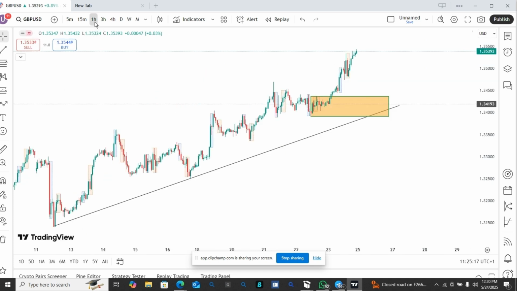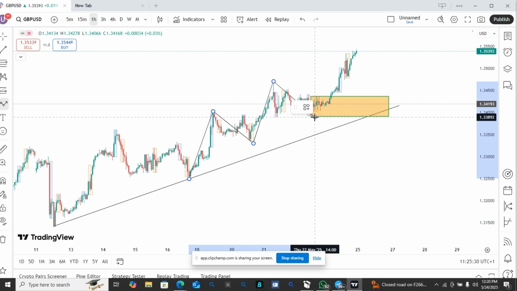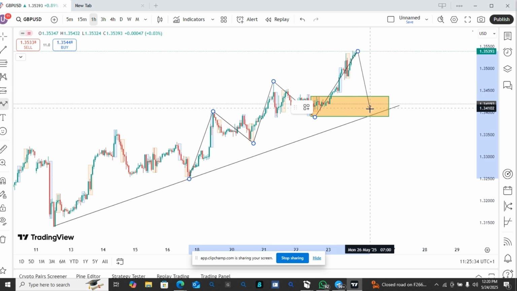On a 1-hour time frame, we're also bullish. You can see higher high, higher low, higher high, higher low, and we created another higher high. So we'll be glad to see this price slide into this zone. This is the area of interest on a 1-hour time frame. If price comes to this zone on a 1-hour time frame, we'll pick up a buy.